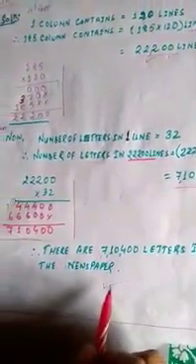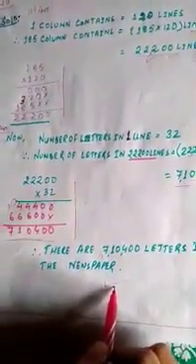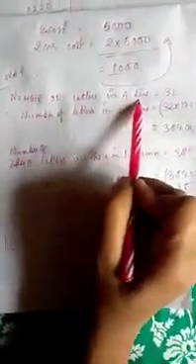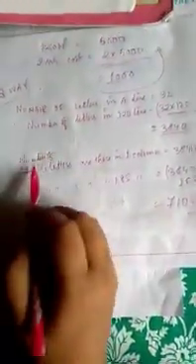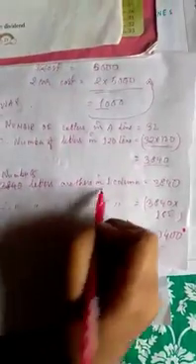So this way you can do it, and there is one more way. Students, the second way we can do it like this also. Suppose the number of letters in a line is 32. So we will count at first the number of letters in 120 lines. If we multiply 120 by 32, we will get this result: 3,840.